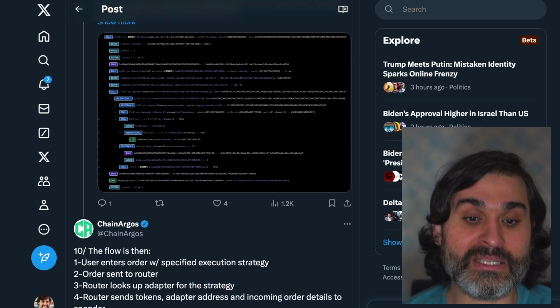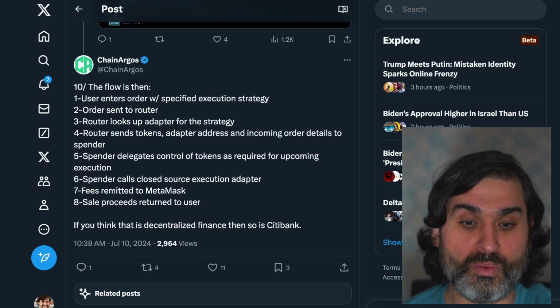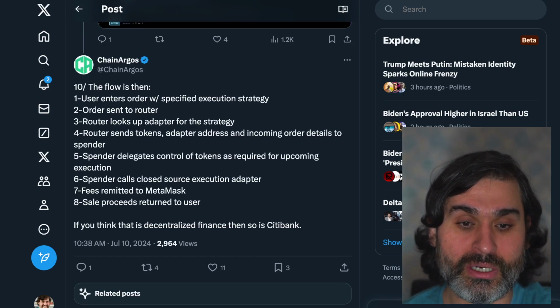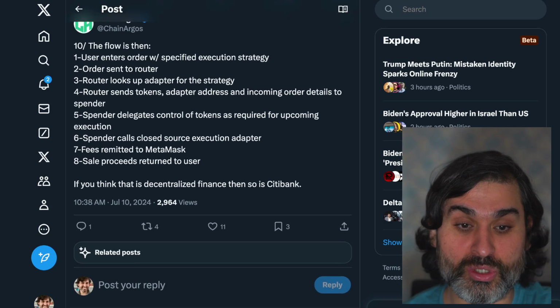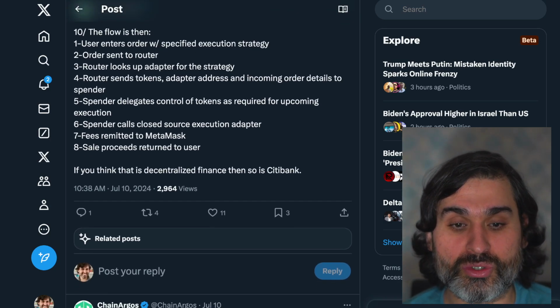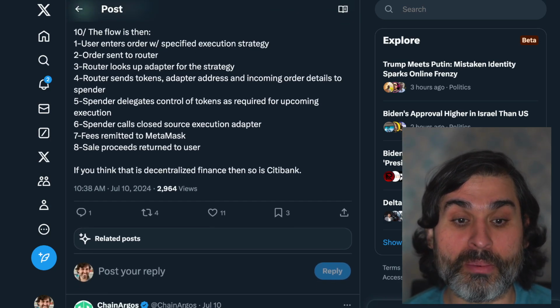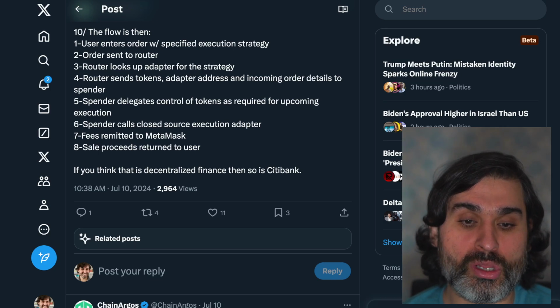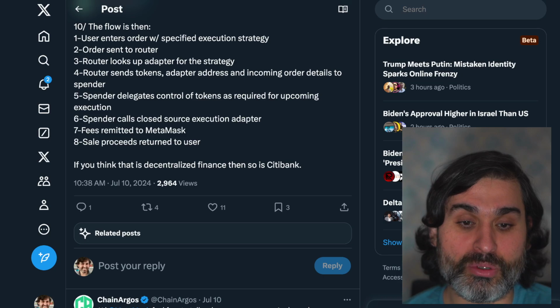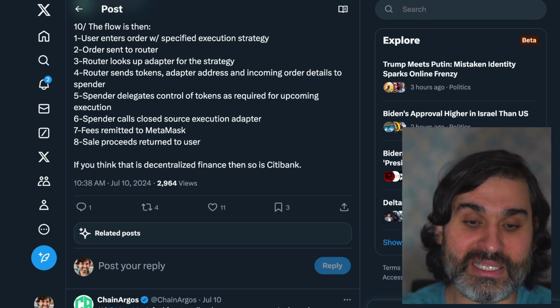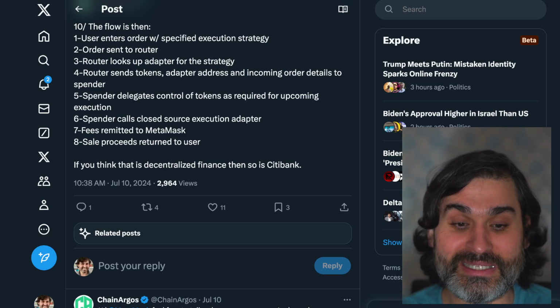And then they said here's the flow, right? So they said the user enters the order with a specified execution strategy. The order is sent to a router. The router looks up an adapter for the strategy. The router sends the tokens, adapter address, and incoming order details to the spender. The spender delegates control of tokens as required for upcoming execution. Spender calls closed source execution adapter. Fees remitted to MetaMask. Sale processed. Proceeds returned to user. So he says if you think that's decentralized finance, then so is Citibank.